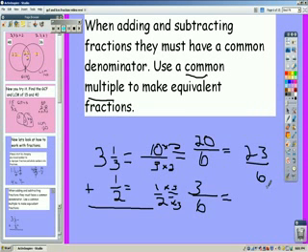So to change back an improper fraction to a mixed number, you divide. 23 divided by 6 is 3 because 6 will only go in there 3 times, which is 18. Well, now to get your numerator, you ask, what's left over from 18? 23 minus 18 is 5. 5 becomes your numerator, or your leftovers, and 6 is your denominator. And we're done because that fraction is in simplest form.